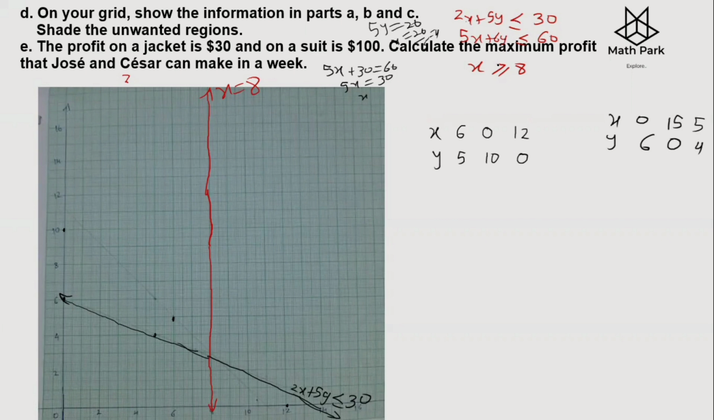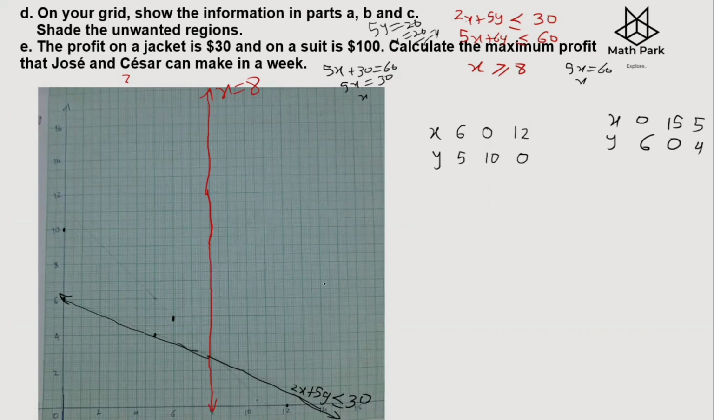If you put x is equal to 0, you get 6y is equal to 60, so y is equal to 10. If you put y is equal to 0, you get 5x is equal to 60, so x is equal to 60 by 5, which is 12. So let us plot this point 6, 5. So x is 6, y is 5, this point. Okay. X is 6 and y is 5.